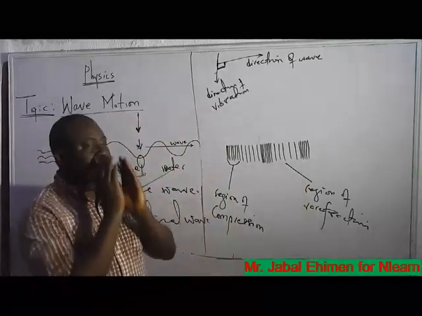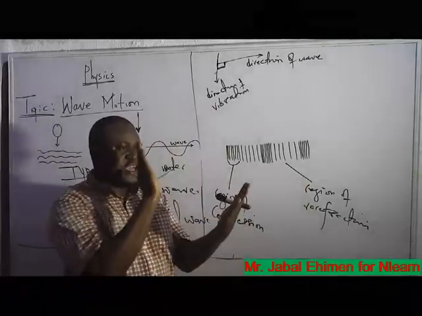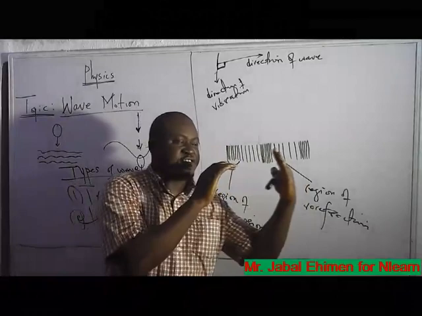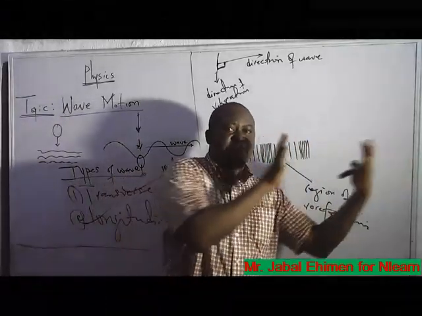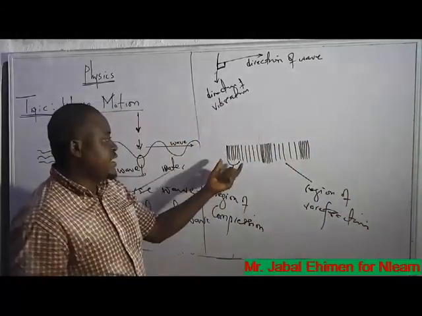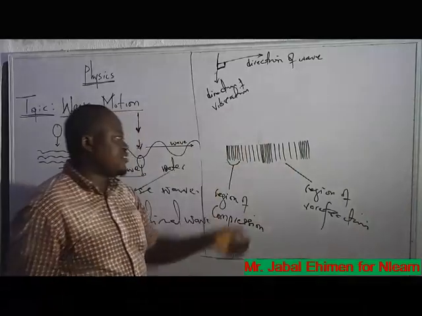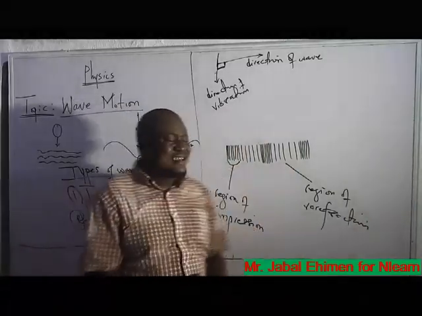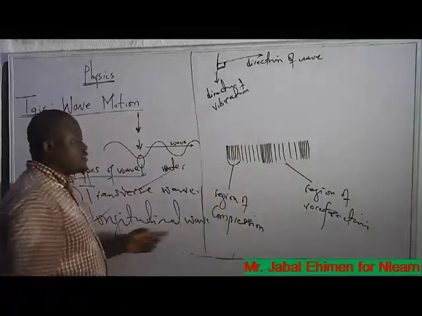So when what comes out of your mouth, it compresses the air first. Later it releases. It compresses, it releases, it compresses, it releases. So from there, those compressed are regions of compression, and rarefaction. So this system is a longitudinal wave.